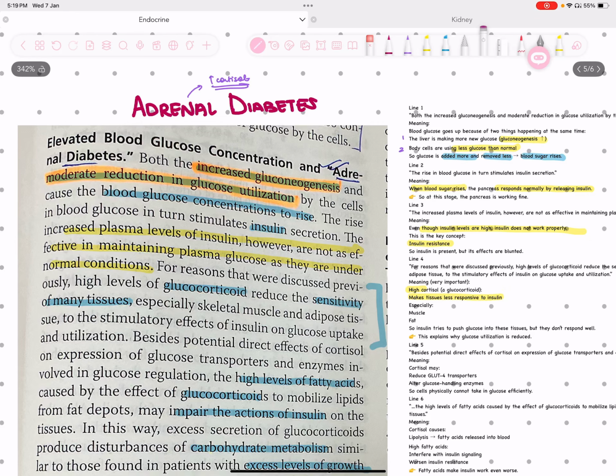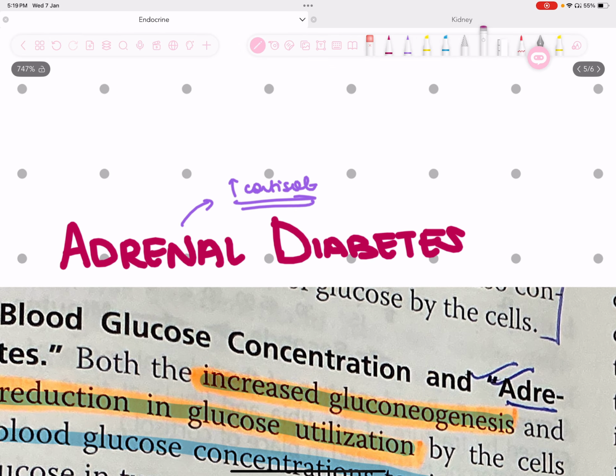Hi everyone, today we're talking about adrenal diabetes. Adrenal diabetes is basically caused by high cortisol levels. Now, what exactly happens I'll tell you, but when are cortisol levels high? Cortisol levels are high in Cushing syndrome.